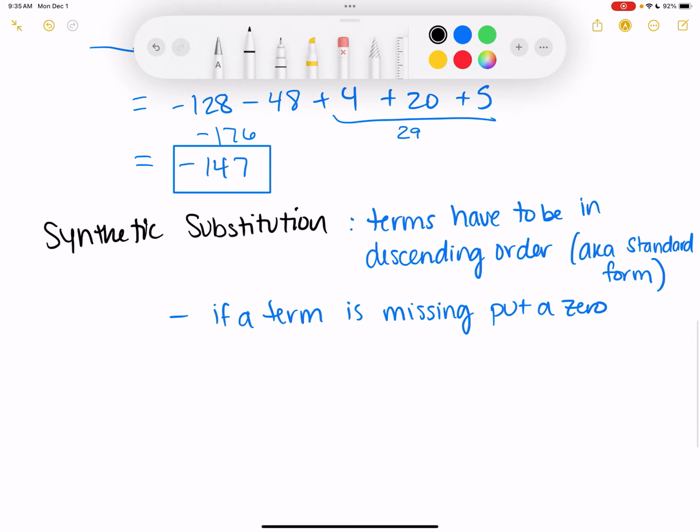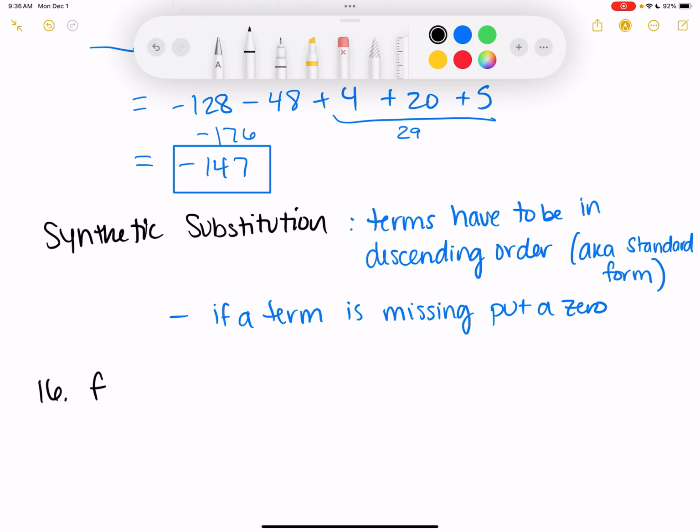And you can always check each of these by the other method. You'll get the same answer either way. So if you're not super confident with your synthetic substitution by the time the quiz rolls around, you can always check it using the other method. That way you'll know, hey, I got this, or no, I didn't, and then you can go back and figure out what's wrong.